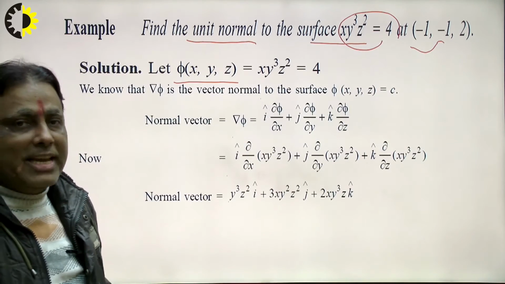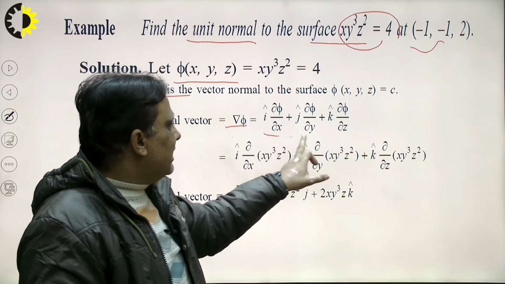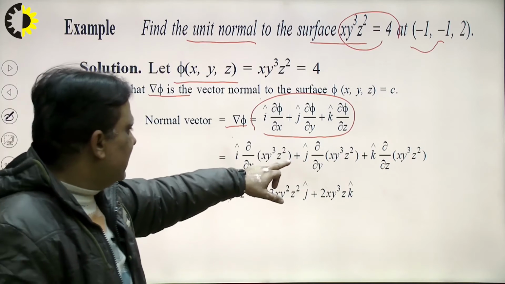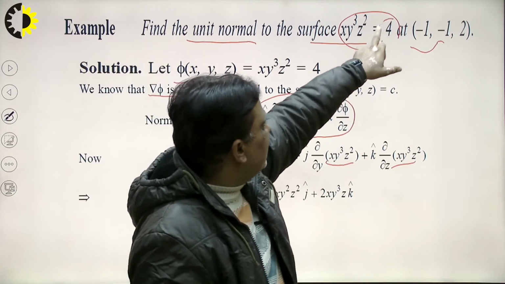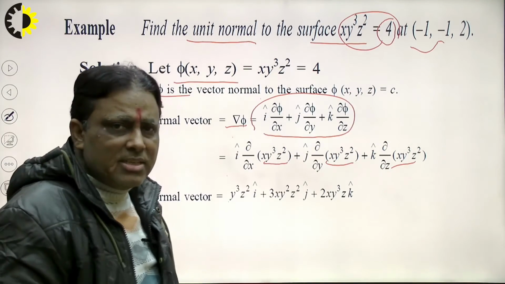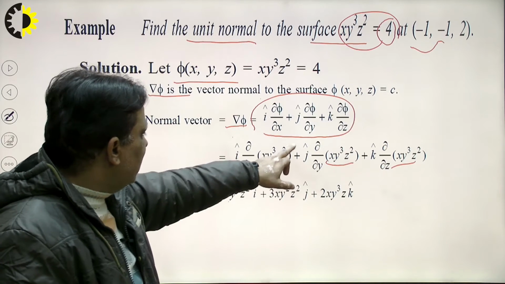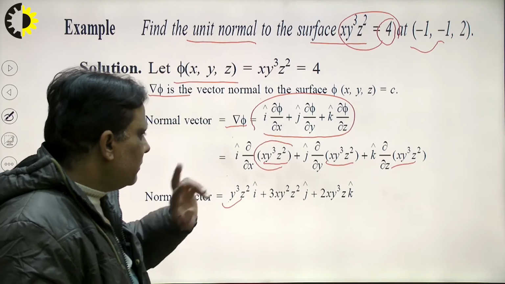So first of all, I explain here one by one. Grad phi will be this, and I write the formula of grad phi here and put in the values. Because 4 is a constant quantity, the differentiation will be 0 here. So what will be the conclusion here? So differentiation of these terms with respect to x gives y cube z square, I write here.